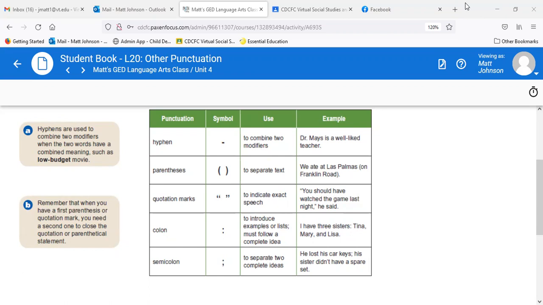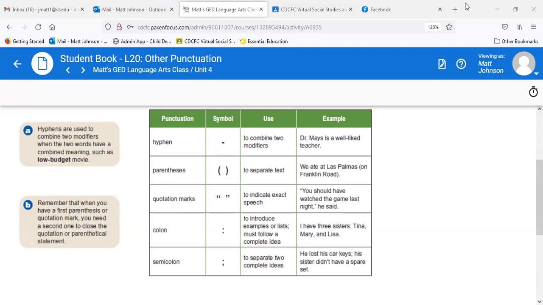Parentheses, separating text. We ate at Las Palmas on Franklin Road. It's additional text, and you still have a complete thought without using text in parentheses. It's sort of like the way I've always considered parentheses. It's like the author telling you something on the side, giving you additional information, different than an interrupting phrase like we talked about that set off with commas. This one is sort of like the author is telling you something in addition to that information.